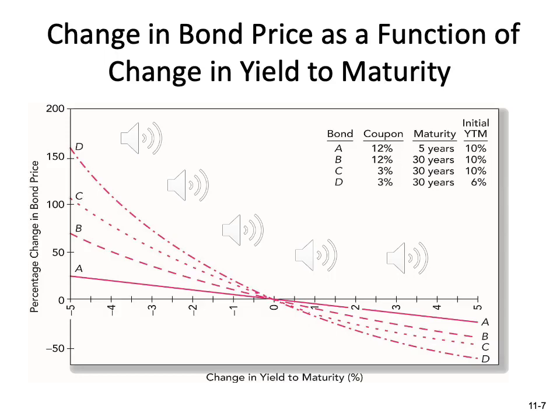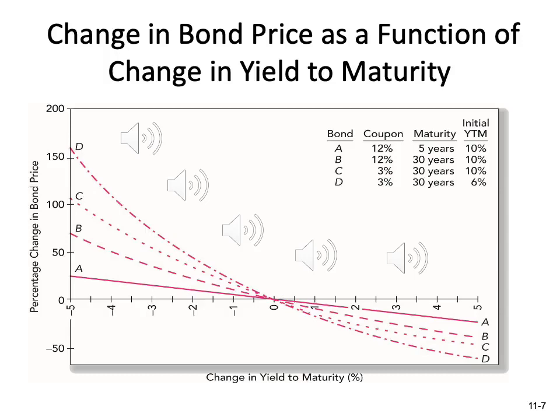Let's take a look at the following 4 bonds and see which bond is more sensitive to the change of the interest rate. In this picture, on the vertical line, we have the percentage change in the bond price. On the horizontal line, we have the percentage change in the yield to maturity. So basically what you can read is, for a 1% change in the yield to maturity, how many percentage change in the bond price? Okay, so this is how we read this picture. Now we have 4 bonds, A, B, C, and D.